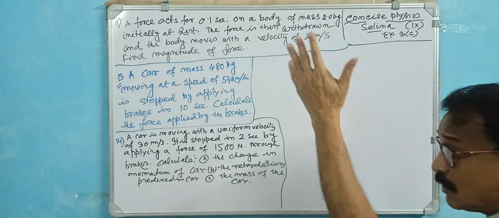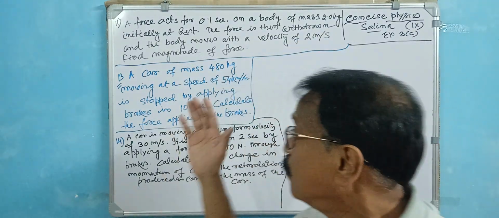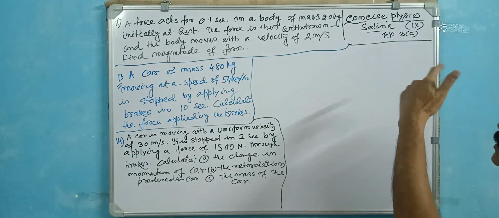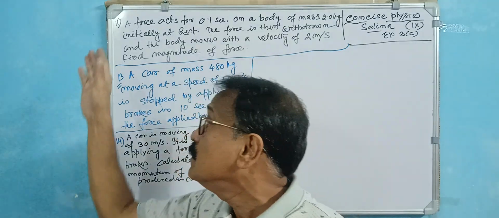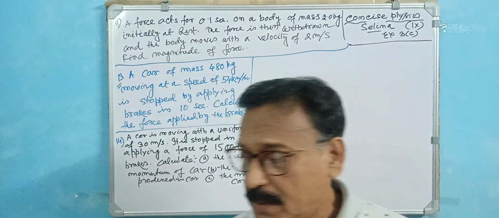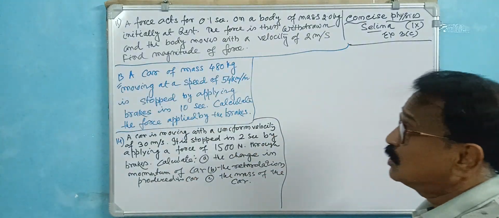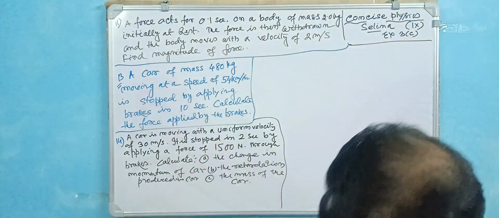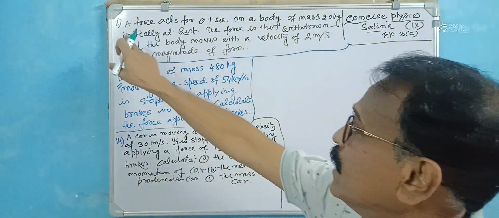Today I discuss the continuation of the numerical problems from Selina Concise Physics, Class 9, exercise 3C. The continuation of this is sums number 11, 13 and 14, on the basis of motion in one dimension and the laws of motion. Now the first sum is here. Suppose in which way to solve it, just you see.